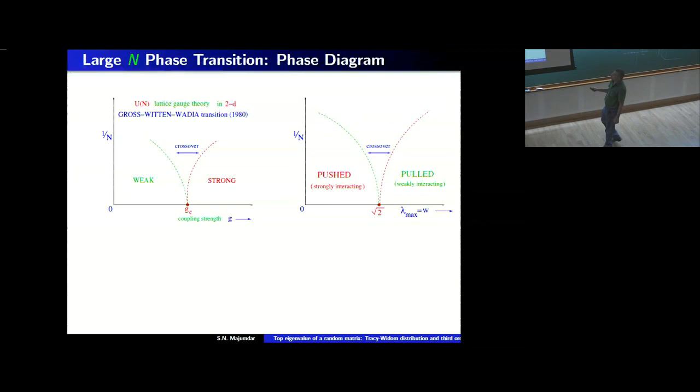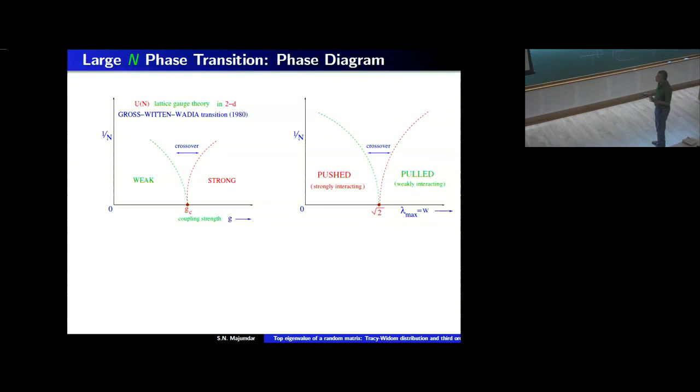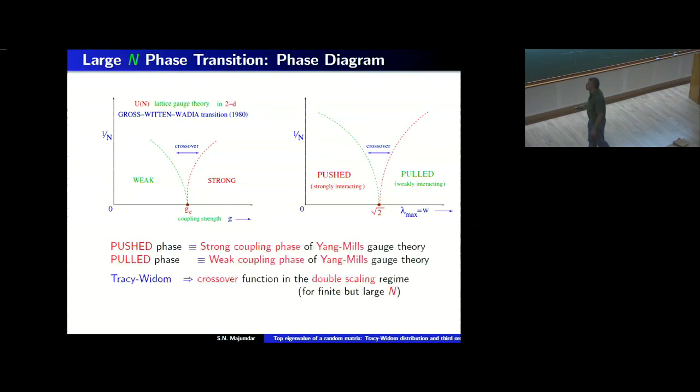And the lambda max distribution has exactly the same feature. Here my tuning parameter is lambda max itself. I'm looking at a probability distribution, and root 2 is your critical point. If you're below root 2, you have a pushed phase, which is the analog of the strong coupling phase, strongly interacting. Whereas here, the pulled phase is the equivalent of the weak coupling phase. And in fact, these are like the instantons in the large N gauge theory. So this is the analogy between the two problems. And the point is that the Tracy-Widom is a universal crossover function connecting the pushed and pulled.